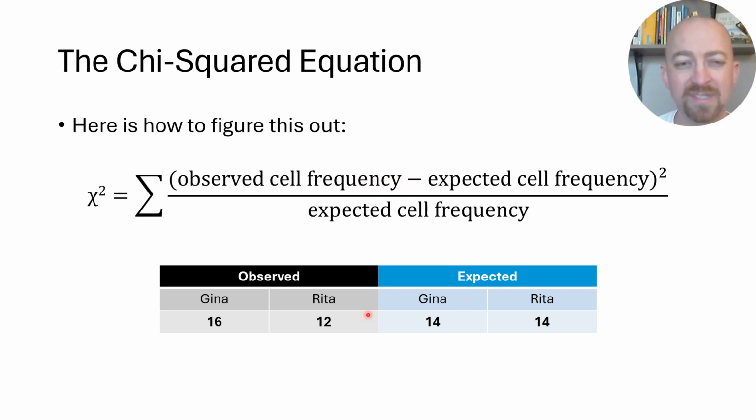Then we're going to do the same thing for Rita, where we're going to take Rita's observed cell frequency, subtract the expected cell frequency for Rita, which is right here, square that, and then divide it by this. Okay, so we need to do this for both cells. Now I'll show you how we do this.